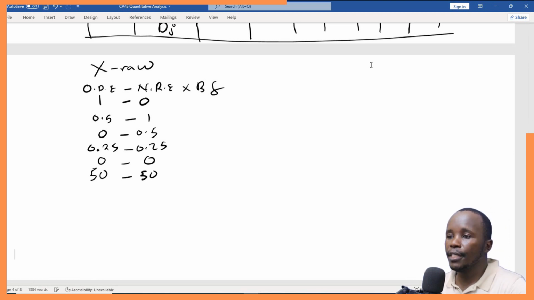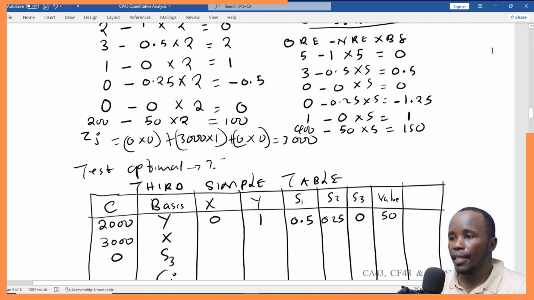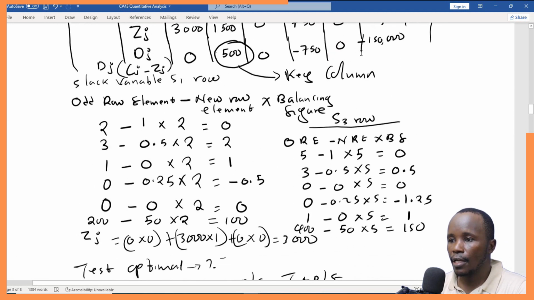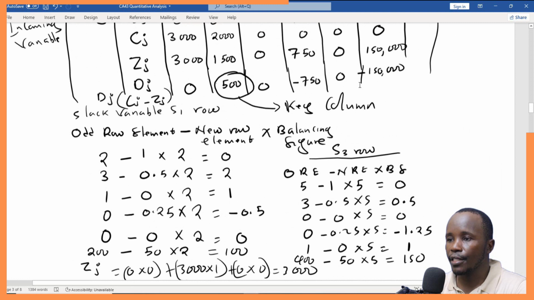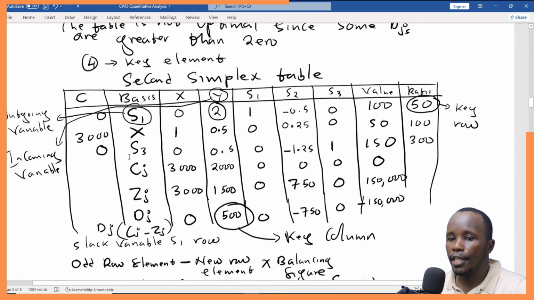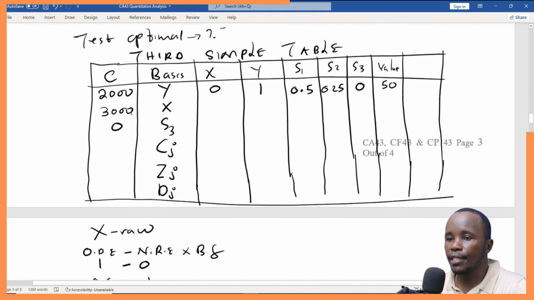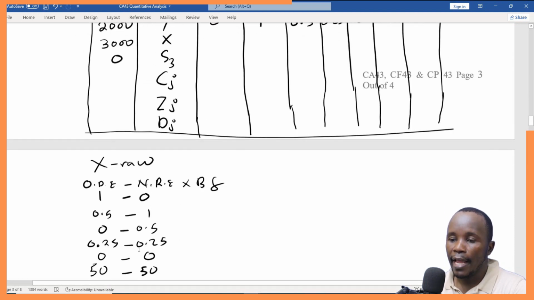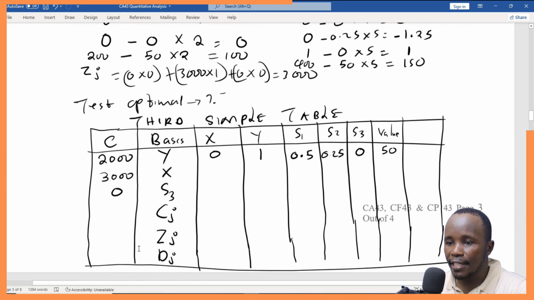I've just copied the new row elements here. These are the new row elements here. These ones, 0, 1, 0.25, 0.2, 0.5, 0. All these are the new row elements. I brought them here. Now let's look at the balancing figure.